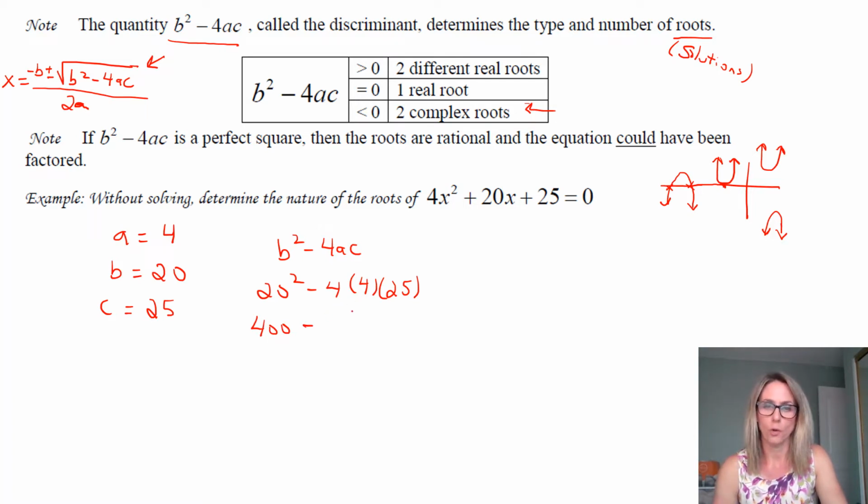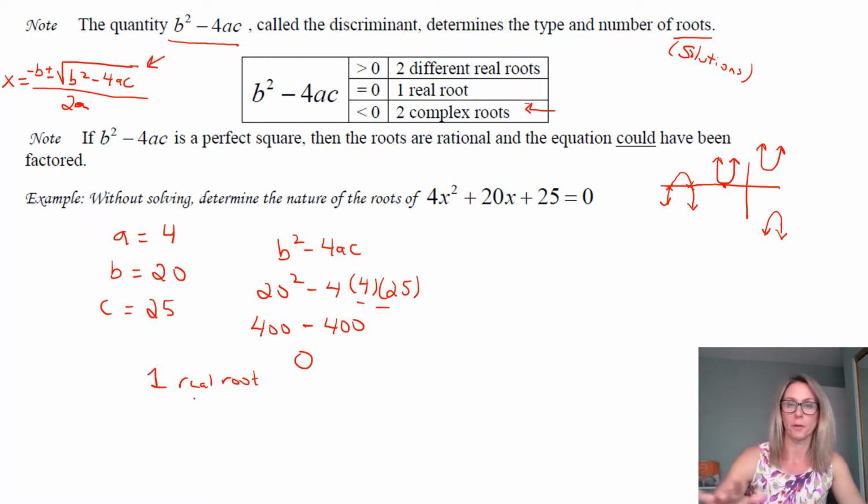And you can do this multiplication in any order. 4 times 5 is 100. 100 times 4 is 400. We get 400 minus 400, and we get 0. So this is that case where when the discriminant equals 0, that tells us that there is one real root. And that's all we're being asked for here, what's the nature of the roots. There's one real root or one real solution to this equation.